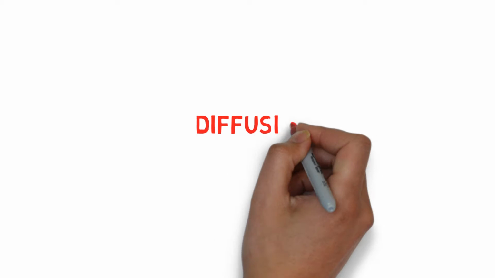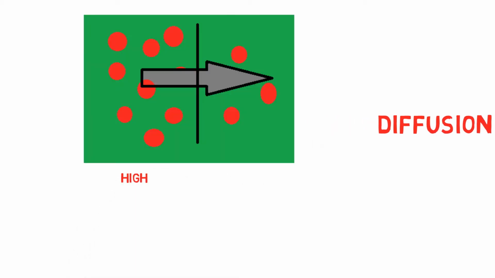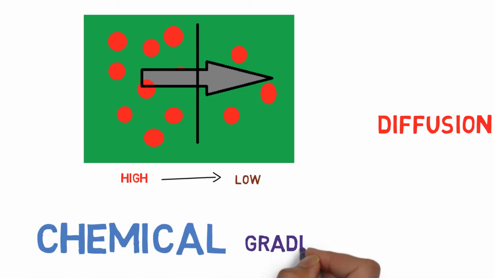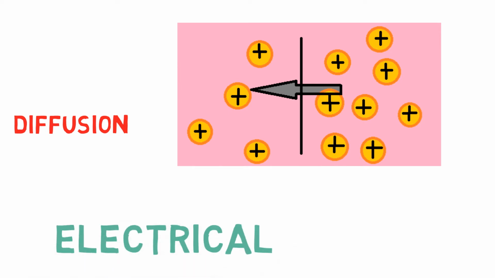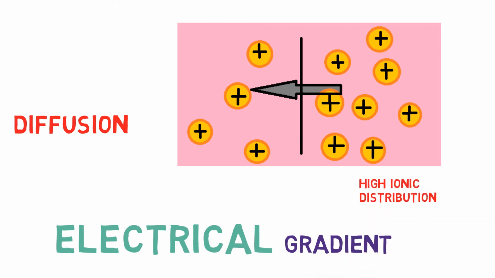In diffusion, movement of solute particles occurs from a place where solute particles are present in abundance to a place where the solute particles are low. So this occurs according to a chemical gradient. If the solute particle is an ion which has a charge, it transports according to an electrical gradient from a place where there is high ionic distribution to a place where there is low ionic distribution.